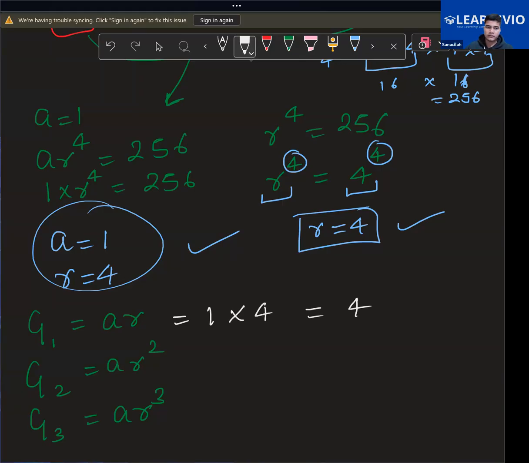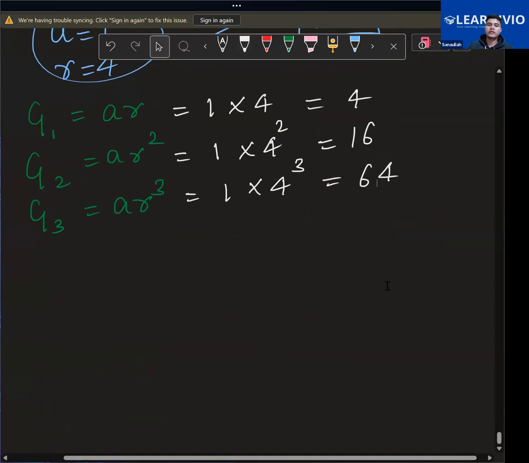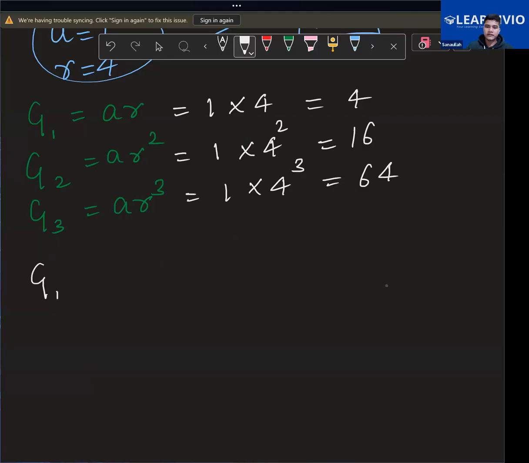that is 4. This is 1 times 4 square. What is 4 square? 16. And 1 times 4 cube. What is 4 cube? 64. So I got these values G1, G2, G3. What did we get? 4, 16, 64. So this is our answer.